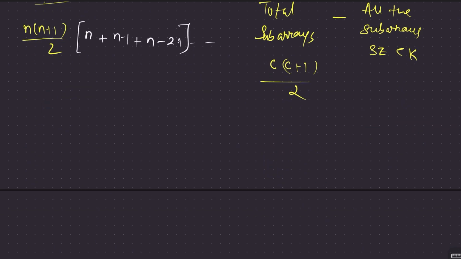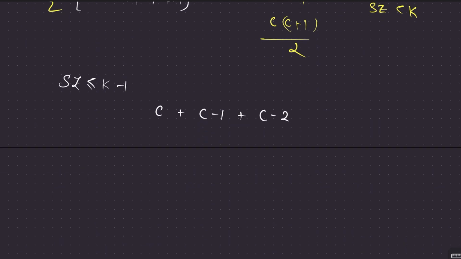This you already know, right? What you want to subtract is all the subarrays whose size is less than k, so basically less than or equal to k minus 1. Can you give me a count here? Of course, from our discussion, the subarrays of size 1 would be simply c, the subarrays of size 2 would be c minus 1, subarrays of size 3 will be c minus 2, and so on.